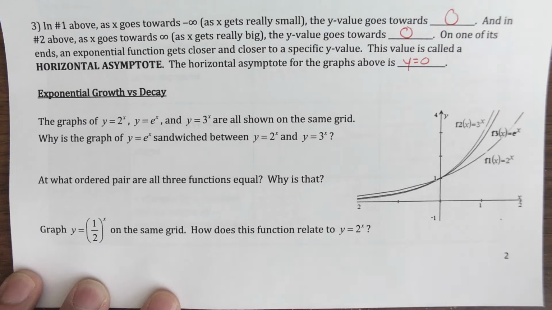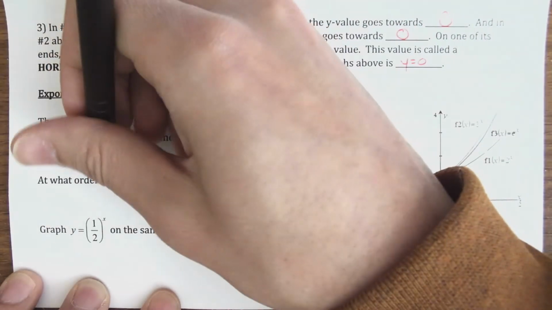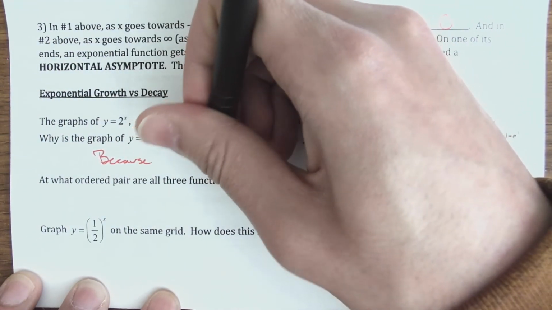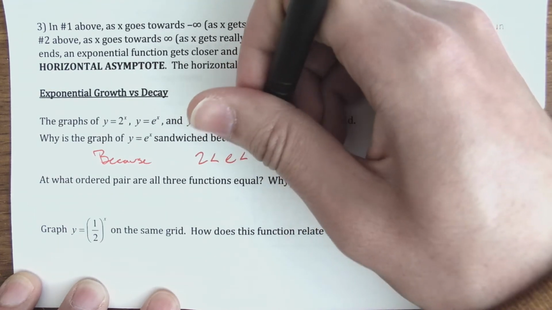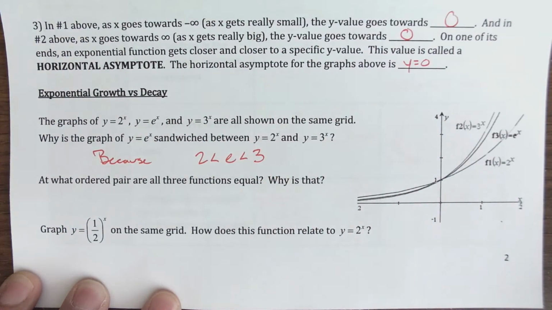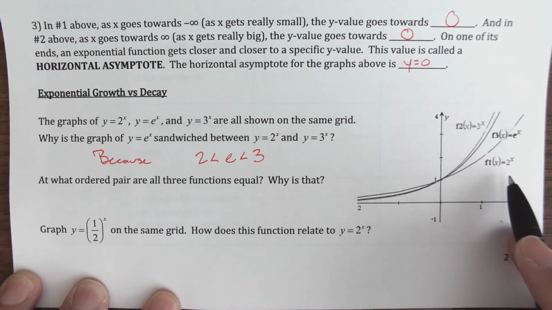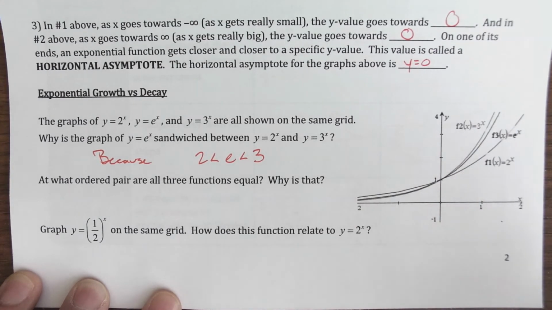Well, this is because if we consider the value of e, we know the number e has approximate value 2.71828 or so. 2.72 you could call it. Well, 2.72 is between 2 and 3. So we can say that because e is between 2 and 3, therefore its exponential function is going to be between the exponential functions with base values, b values, 2 and 3.